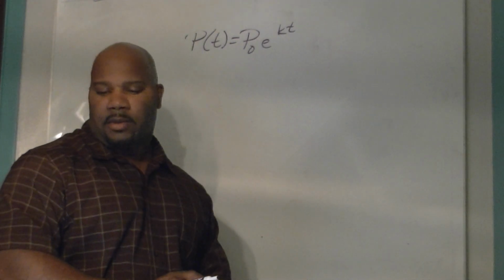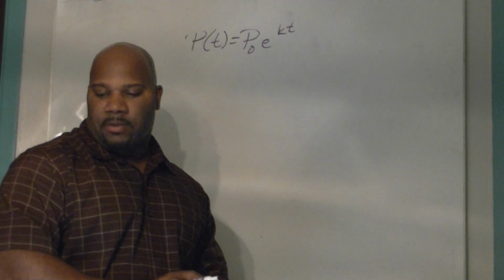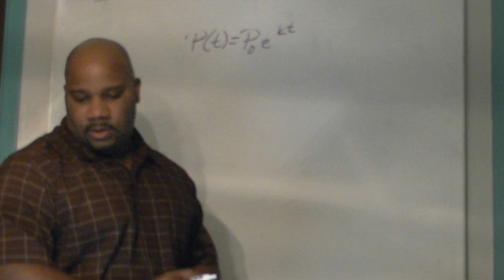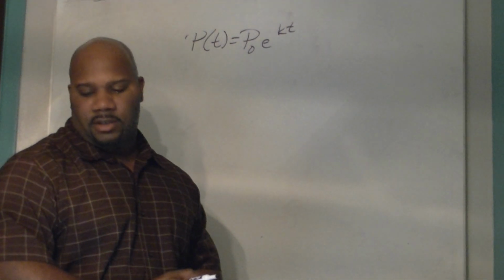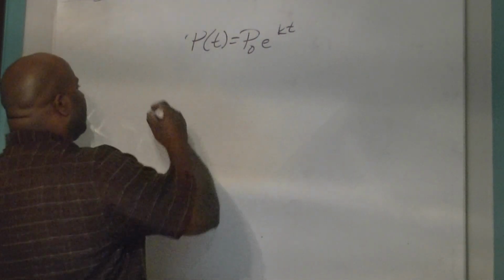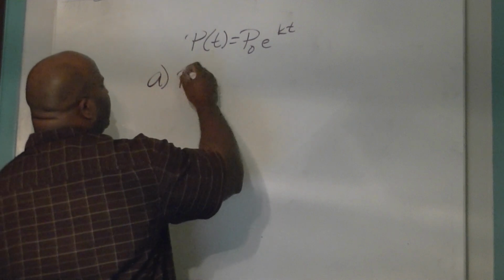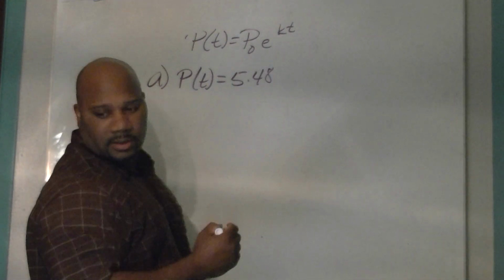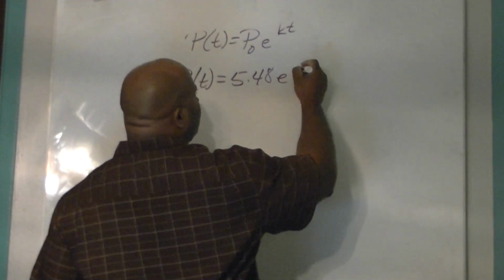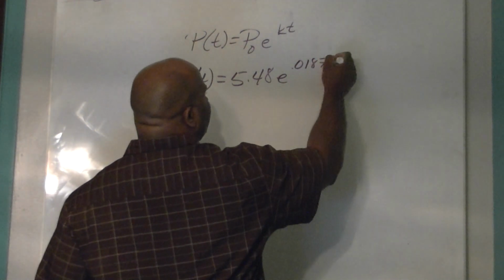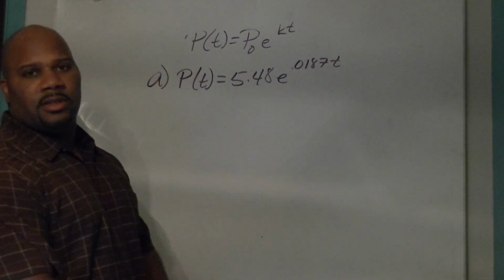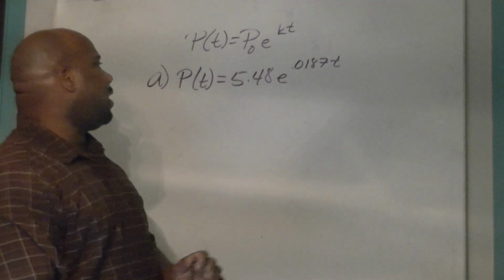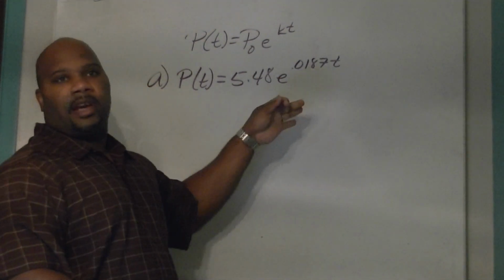So it says question 1, the population of Bayab in 2012 was 5.48 million with an exponential growth rate of 1.87%. A, find the exponential growth function. So we're just going to plug in what we know, right? So this is A. P of t equals 5.48, because that's my initial population, e to the 0.0187 times t. Don't know what the years is, so that's my exponential growth function. Okay, only thing I don't know is t, which will help me get any type of answer.